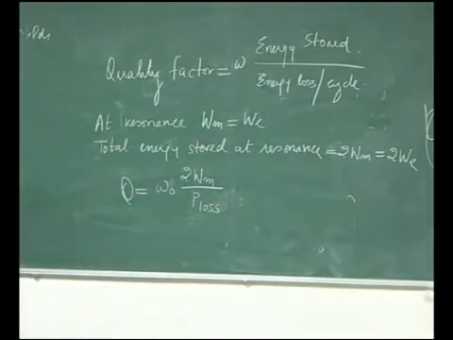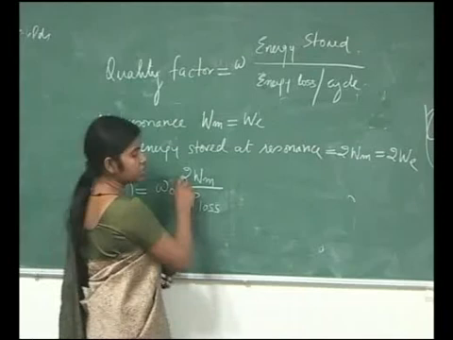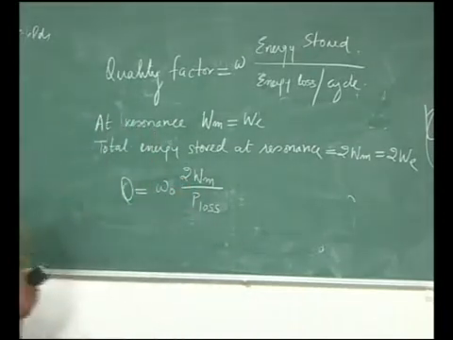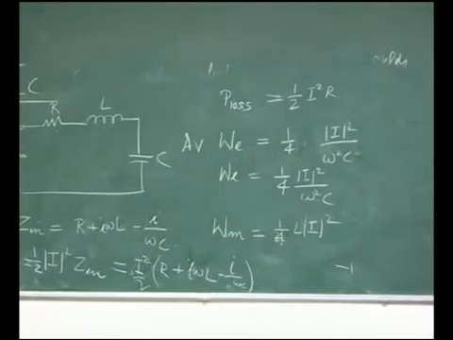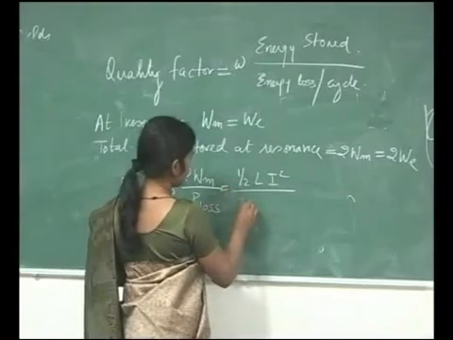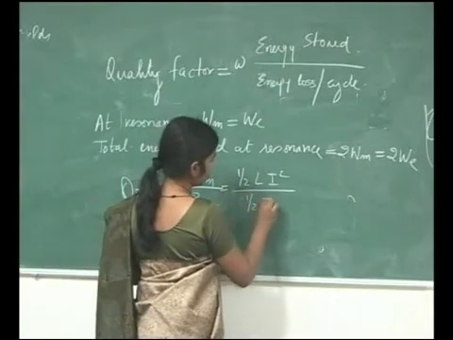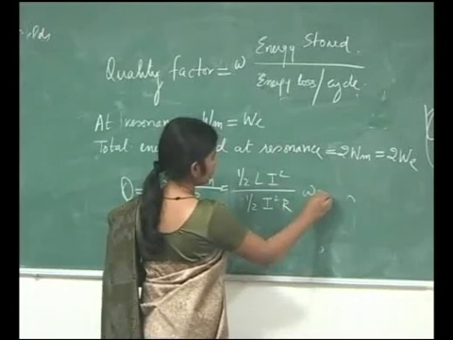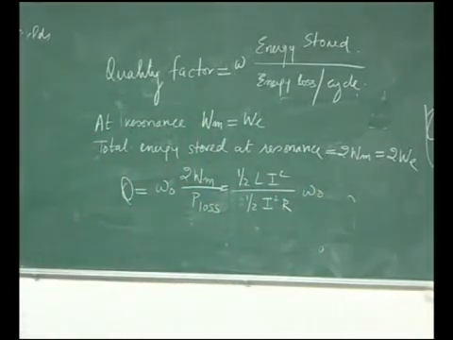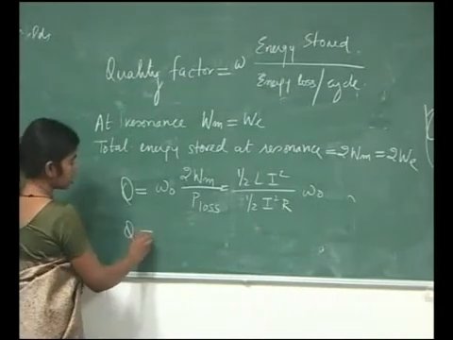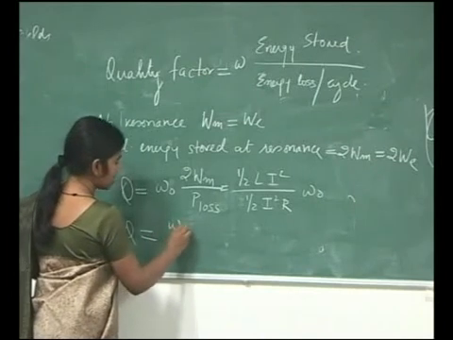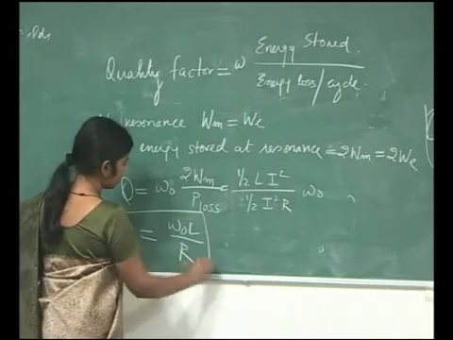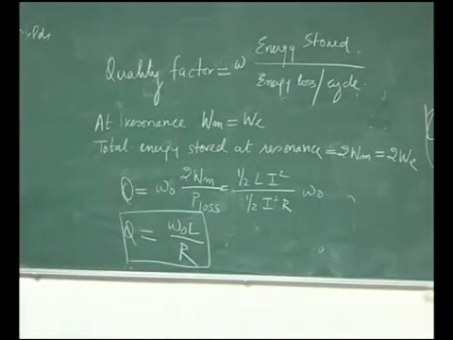So Wm is 1 by 2 L i square. Here I have 1 by 4, and this 2 will get multiplied, so I will have 1 by 2 L i square. Here I will have 1 by 2 i square r into omega naught. So I have Q is equal to omega 0 L by r. Omega 0 L by r.